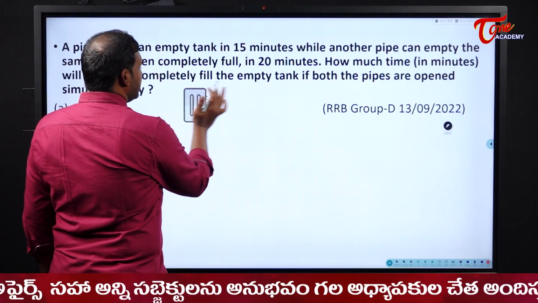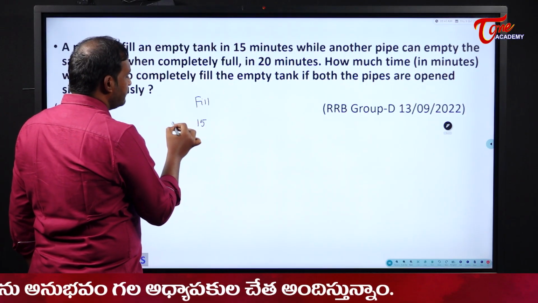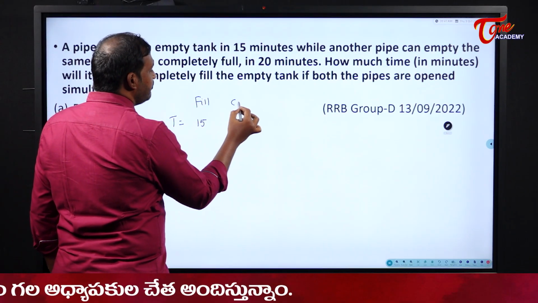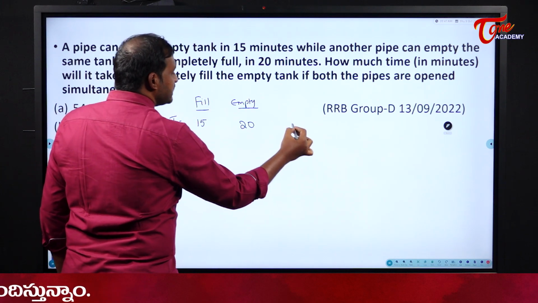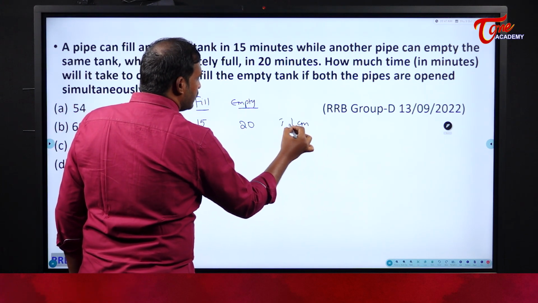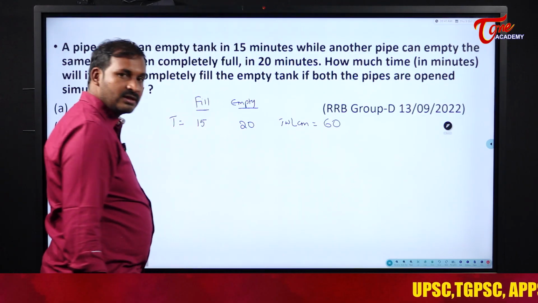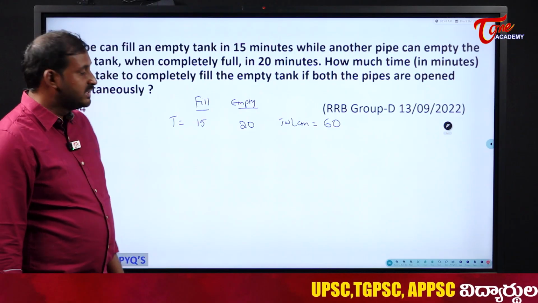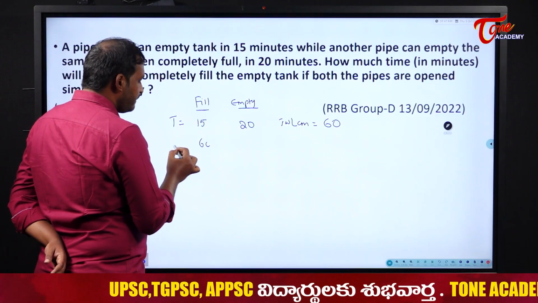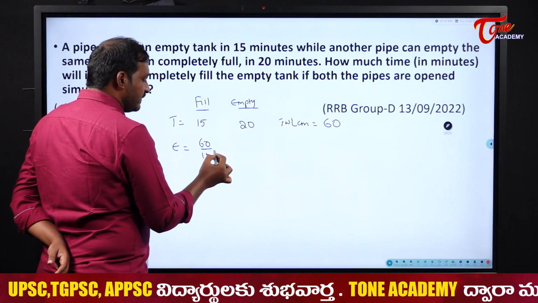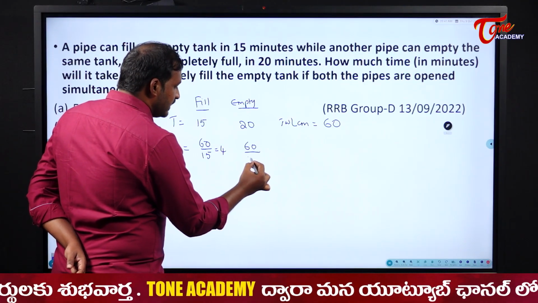I will take the fill pipe directly. The fill pipe takes 15 minutes, and the emptying pipe takes 20 minutes. So what is the LCM, students, or total work? LCM of 15 and 20 will become 60. So what is the efficiency of my fill pipe? 60 by 15 becomes 4. What is the efficiency of my emptying pipe? 60 by 20 will become 3.